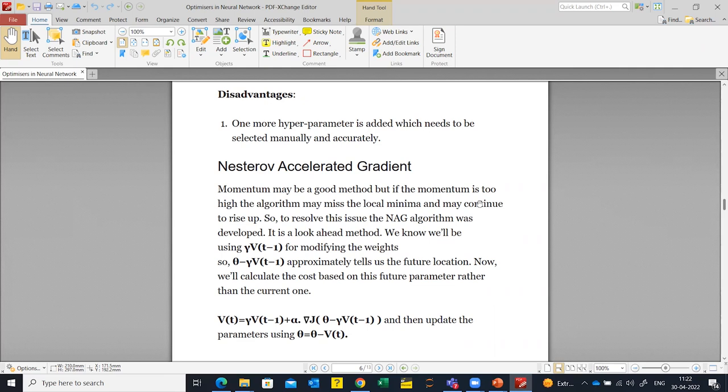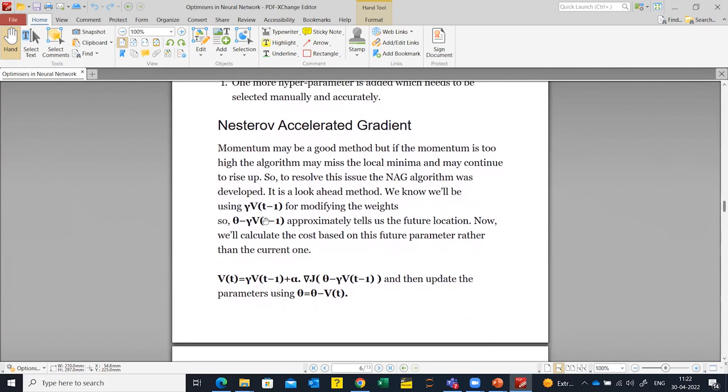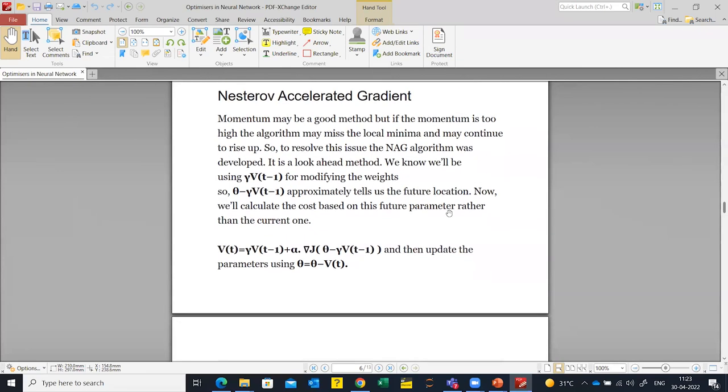Now we will calculate the cost based on this future parameter rather than the current one. So if you just ignore these terms and techniques here, what it basically does is reduce the momentum, the acceleration of the previous optimizer, which was momentum, right? It tries to find the future location approximately, but with a better acceleration or deceleration. Now we calculate the cost based on the future parameter. So we will understand it based on what future values we are going to get with this optimizer, right?